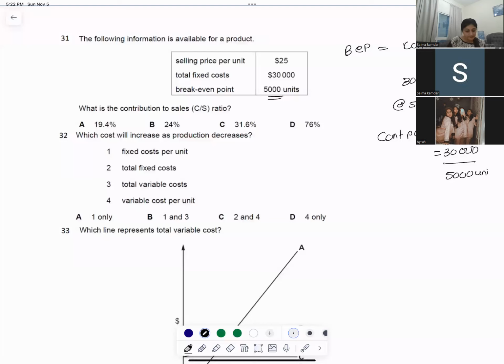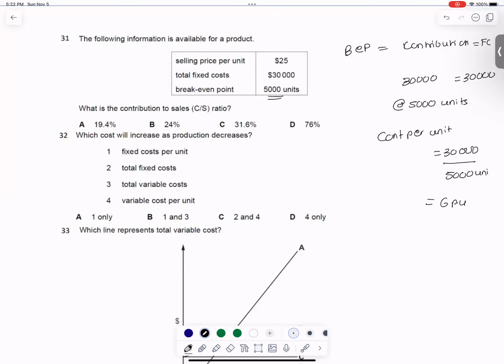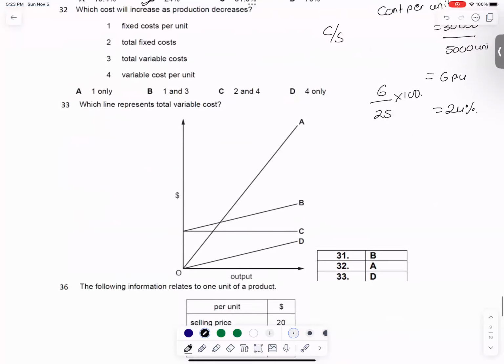Miss, I got lagged out, so I didn't see what you did over here. Are you using the formula for break even? 6 per unit. Now you're finding the contribution to sales ratio. So 6 divided by 25 into 100. So contribution to sales ratio is 24%. Yeah, 24%. Okay.